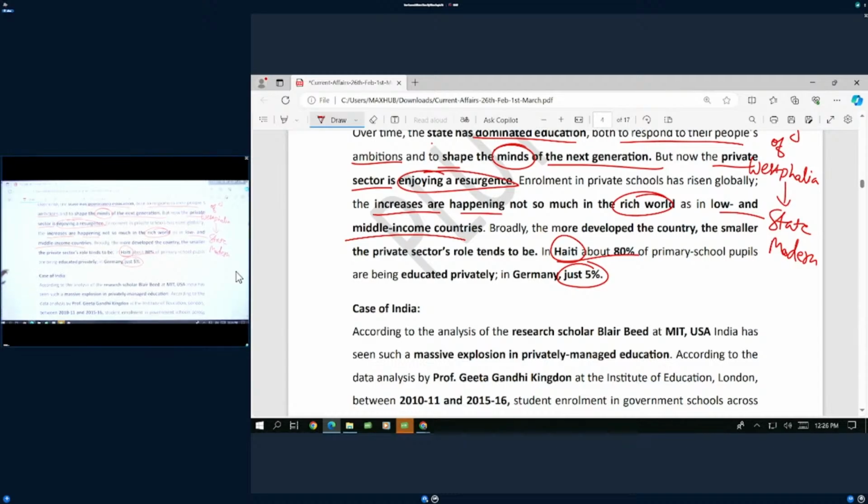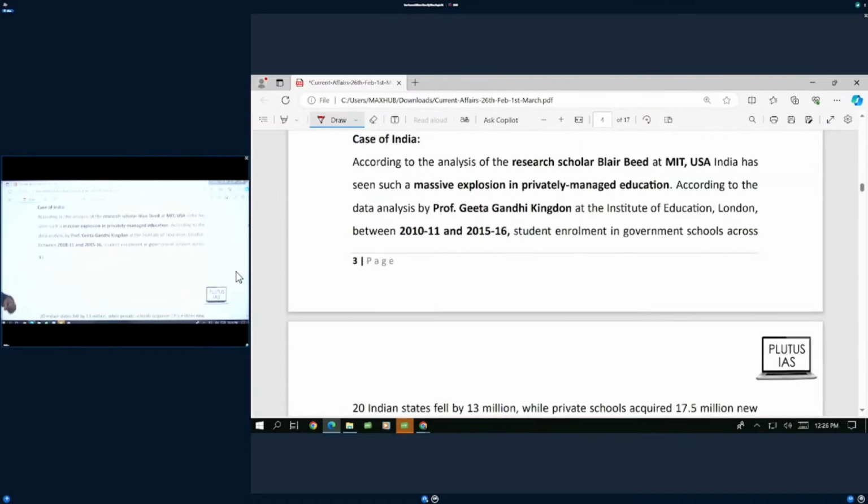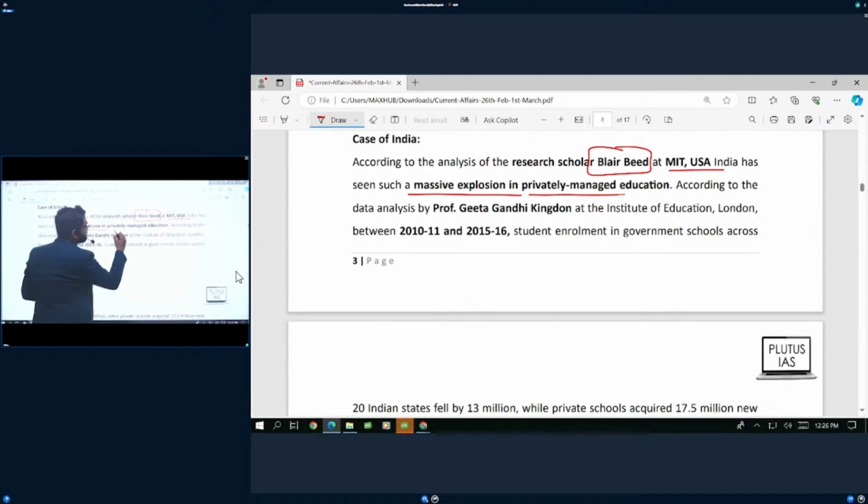Now let's see the case of India. An analysis was published by a researcher, Blair Bead, at MIT in the USA, the Massachusetts Institute of Technology. So this person published a study that there is a massive explosion of privately managed education. In India right now we are seeing a massive explosion of private education in every state.